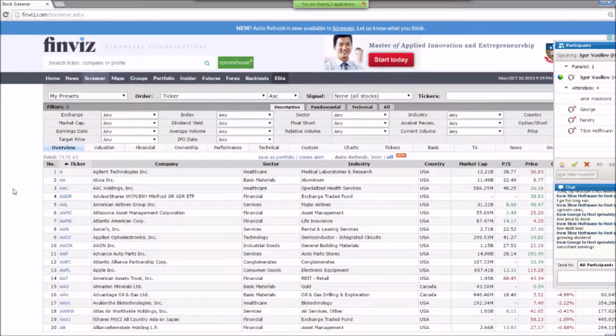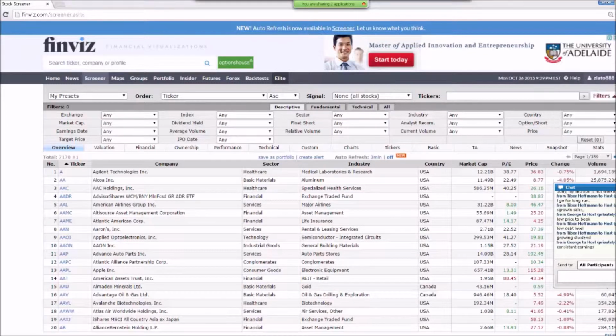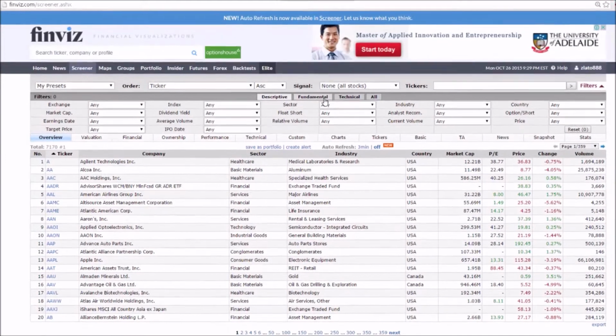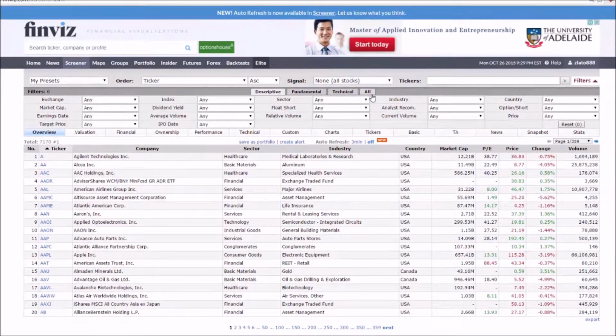Okay, and let's start. So when you go to screener, you can see a lot of parameters. First, it's descriptive, fundamental, technical, or all. Sometimes you can start from descriptive, and you can see that at the moment in our list there are 7,170 companies. So it's quite a huge range of companies. And sometimes for people who just start in investing, it's pretty tough. Okay, where do I start?